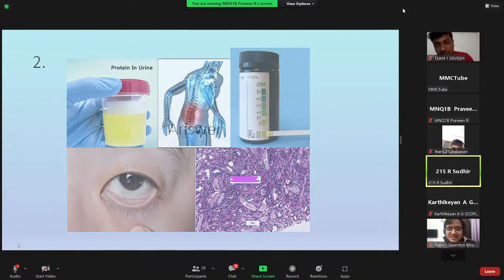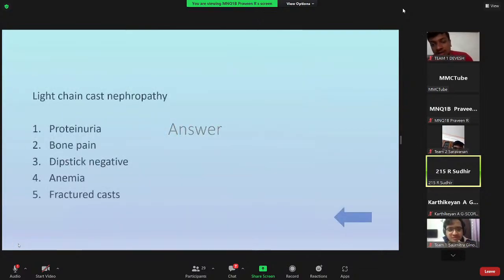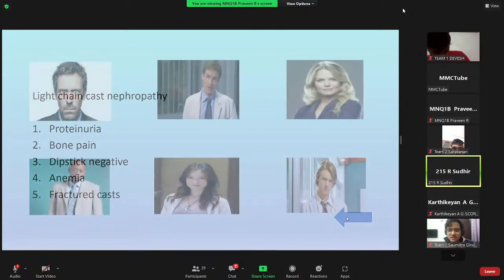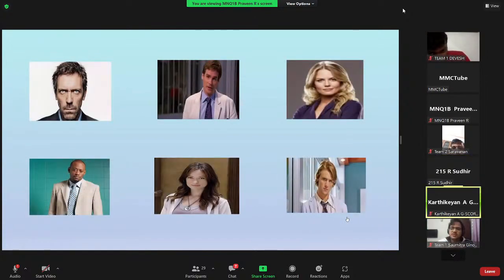Please show the answer slide. So the answer was light chain cast nephropathy. So plus 40 for Team 2. Is that right? Yes. Karthik, please. Yes, sir. Noted. Team 3, please choose your hyperlink.